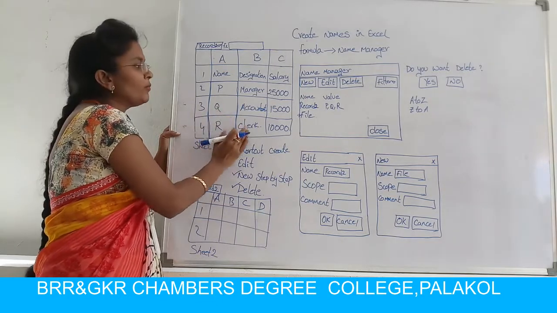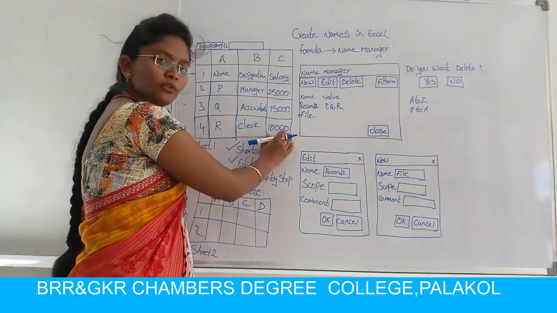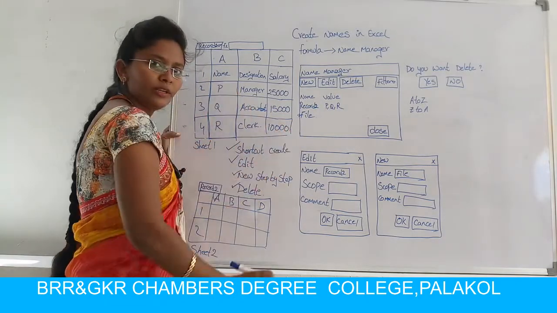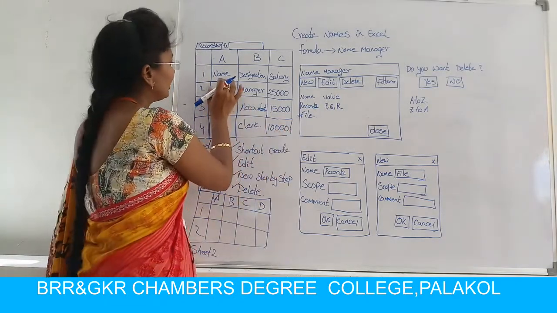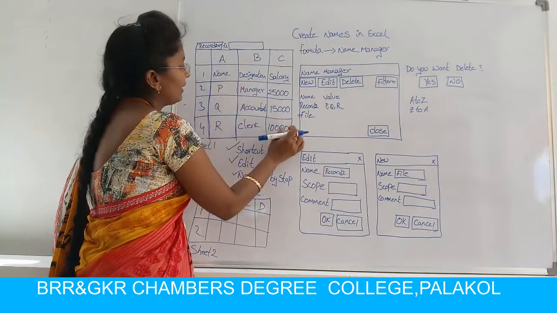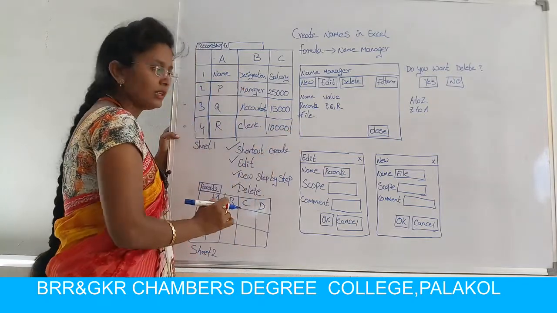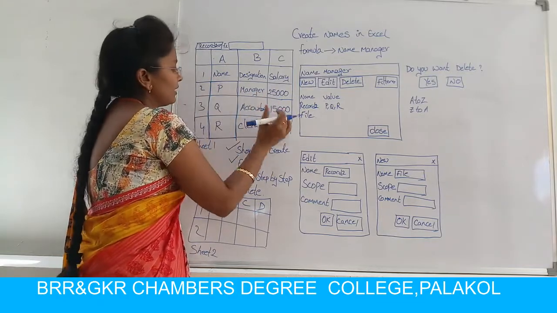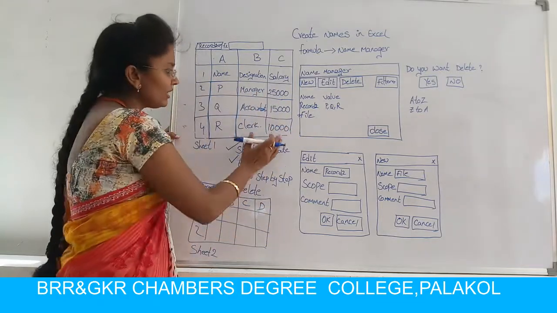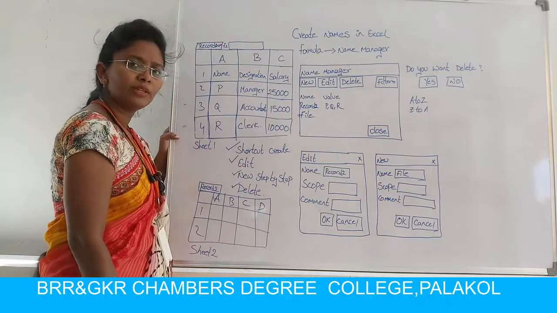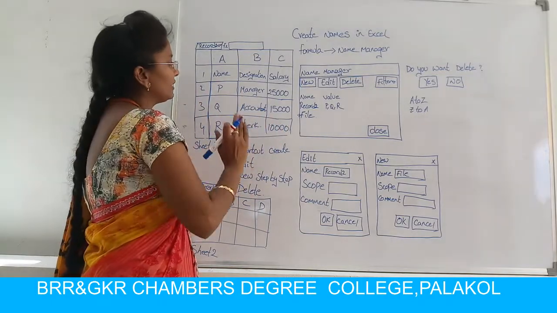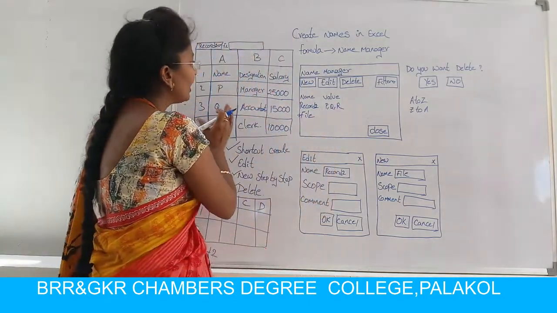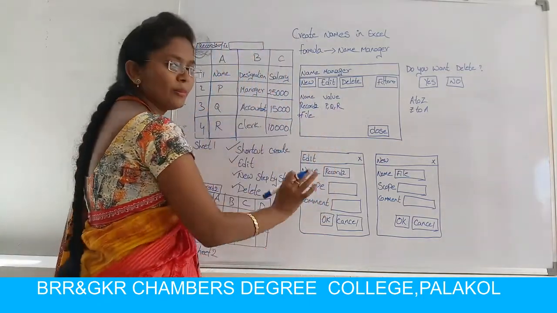If you want to create the name manager for the entire sheet, select the data where you entered in your Excel sheet. I am selecting the A2 cell and dragging towards the C4 cell. That means from the A2 cell to the C4 cell, the entire data will be selected. After selecting the data, go to the name manager and create each and every column as a separate one.